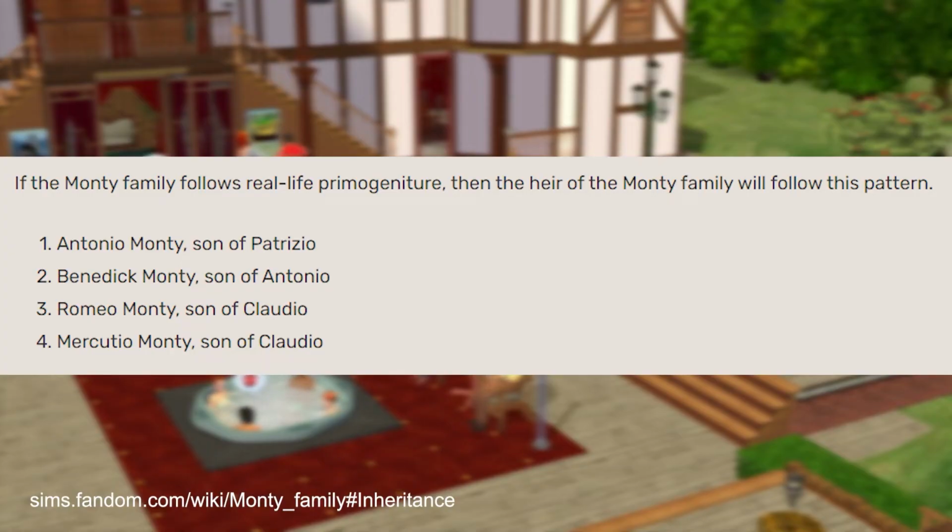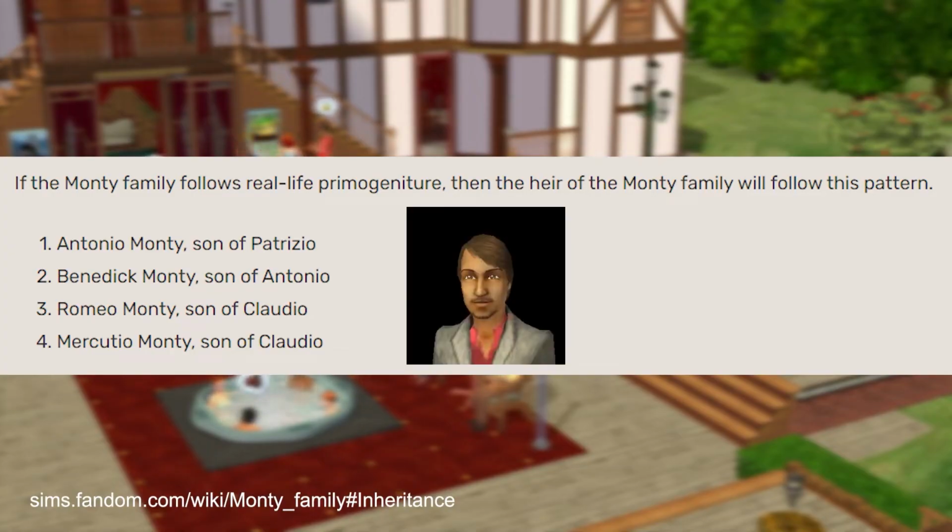Now for the Montis, Antonio should be the heir after Patricio's death, then his son Benedict, then Benedict's first son, and so on. If Benedict dies without a son, the heir should be the eldest son of Patrizio's second son, Claudio, so that should be Mercutio.